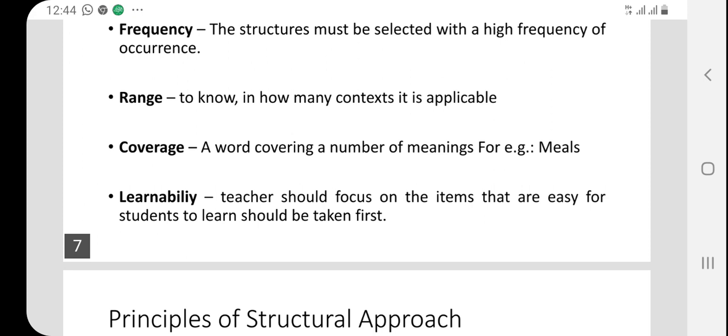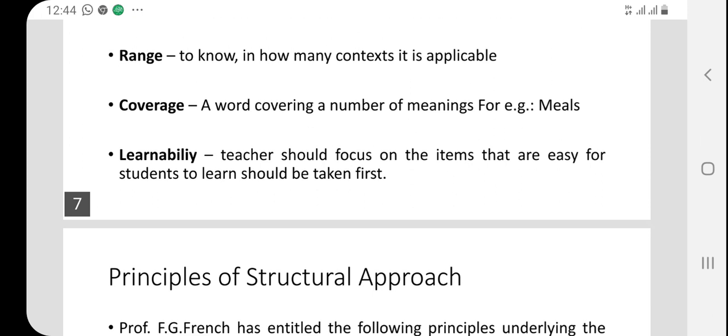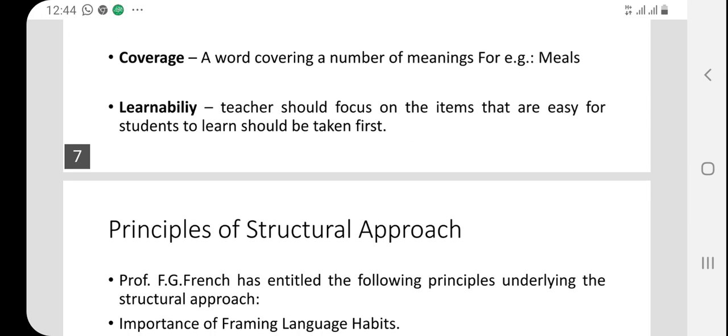One is the side of a river, and one is a building where we deposit our money. So coverage means the sentences should cover a number of meanings; the words and sentences should be used so that they have different meanings. Then we have learnability. Teachers should focus on the items that are easy. Definitely, teachability and learnability are the same.